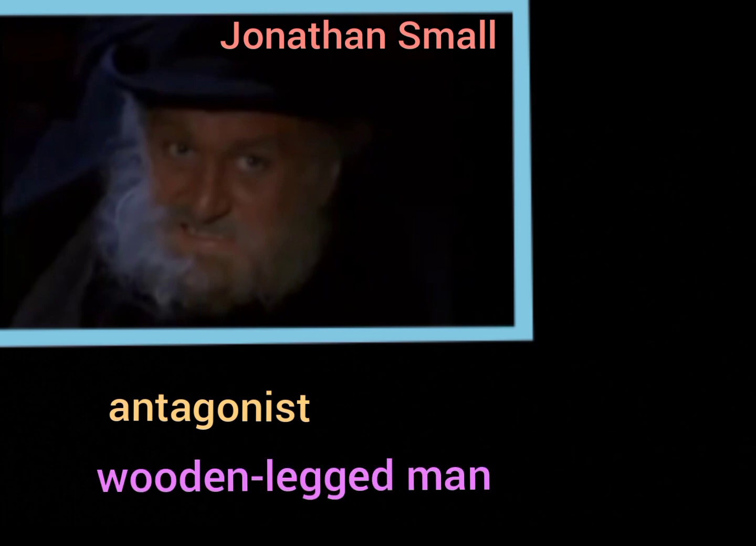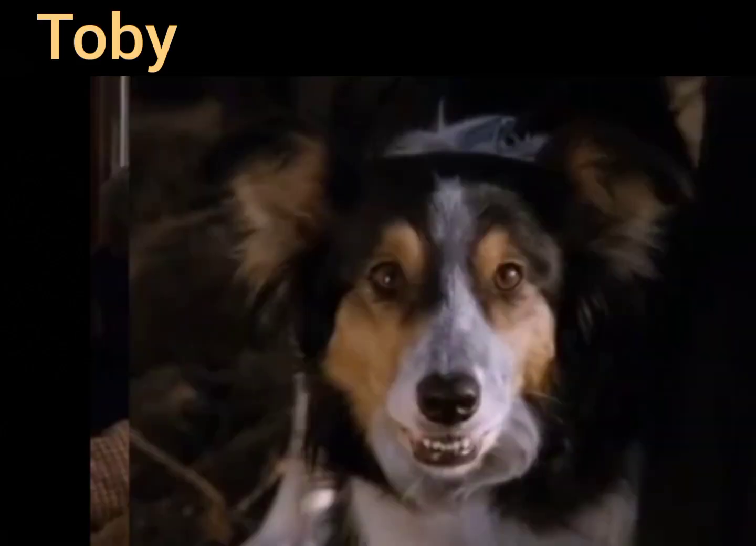Captain Jonathan Small is the antagonist in the novel. He is a wood-legged man, means his one leg is wooden. Tonga is the pygmy native from Andaman Island. And Toby is the dog that helps Sherlock Holmes to search for the criminal.